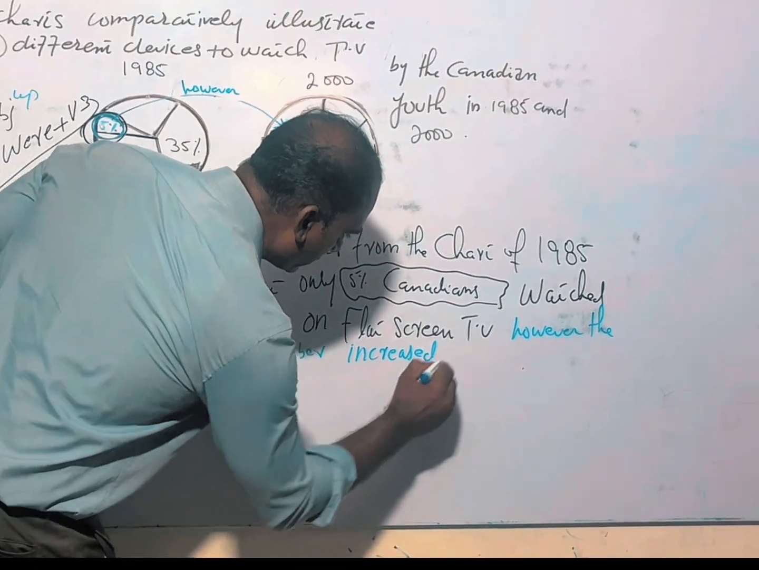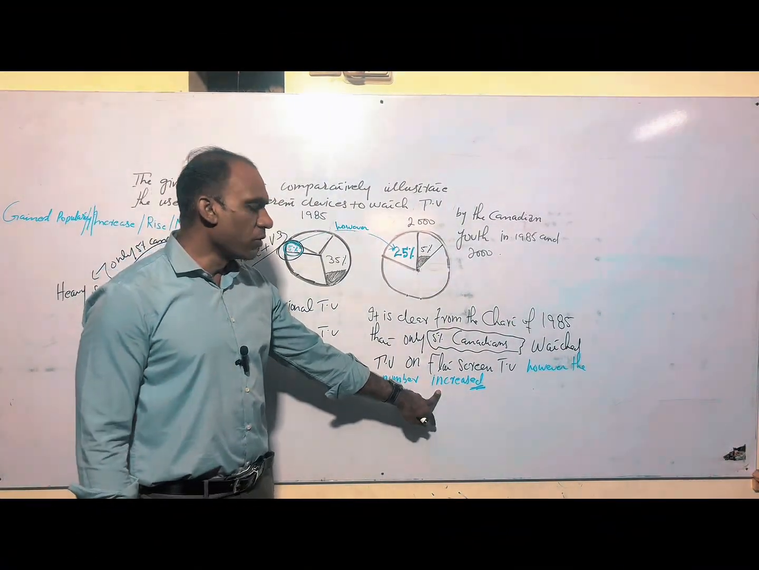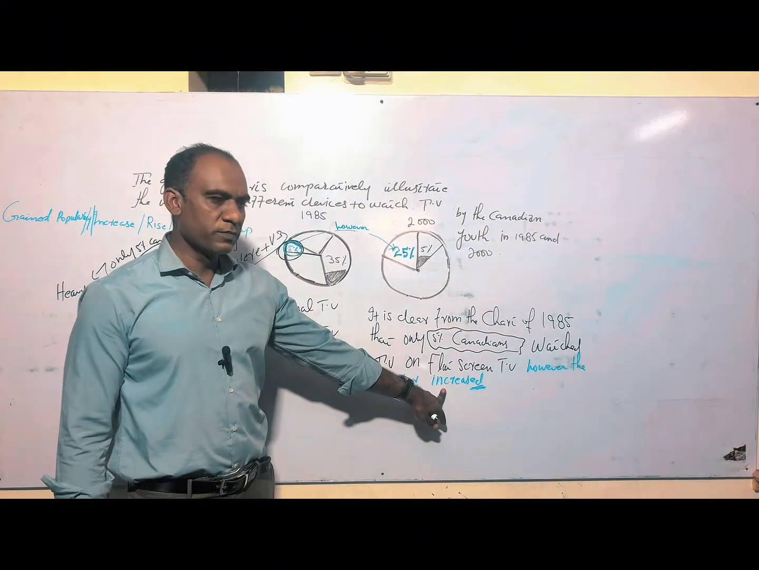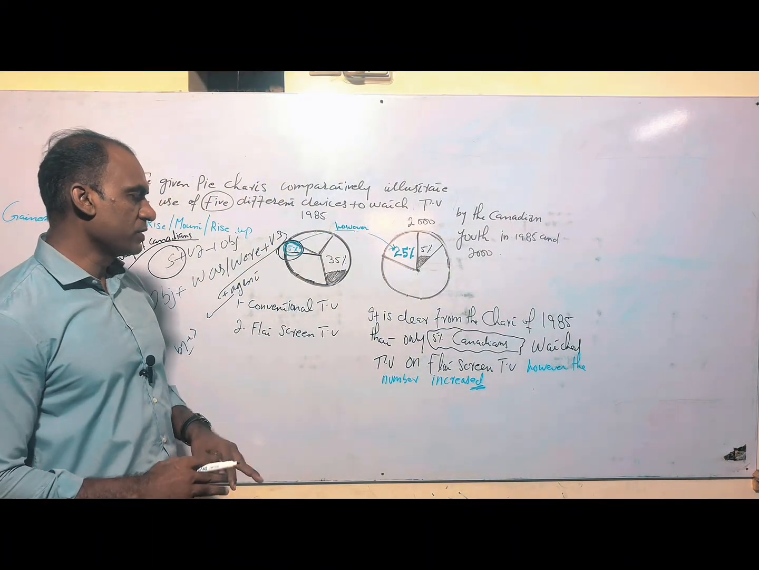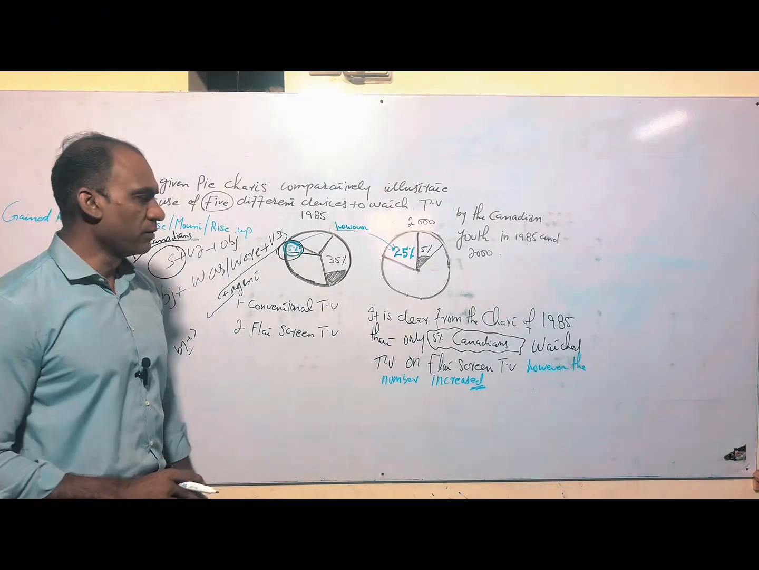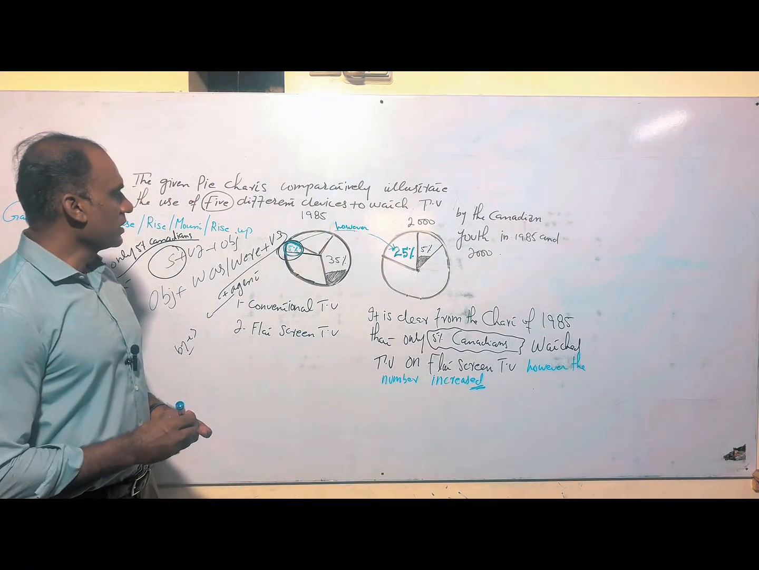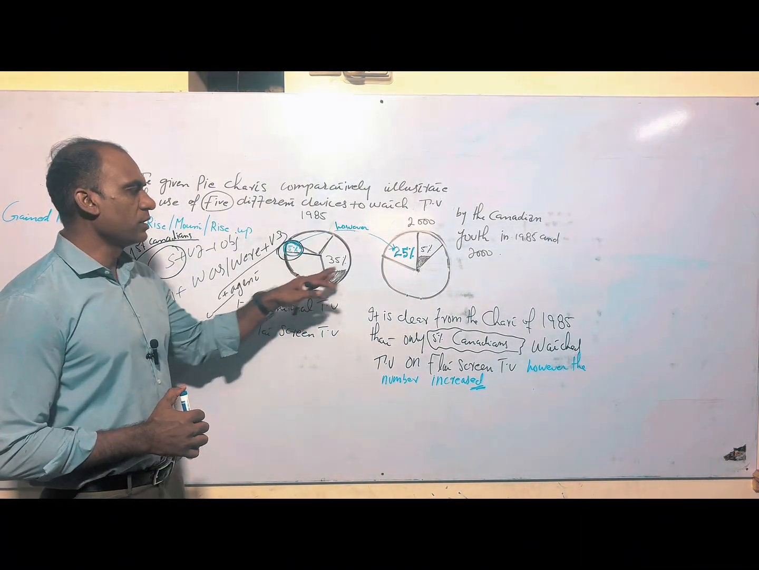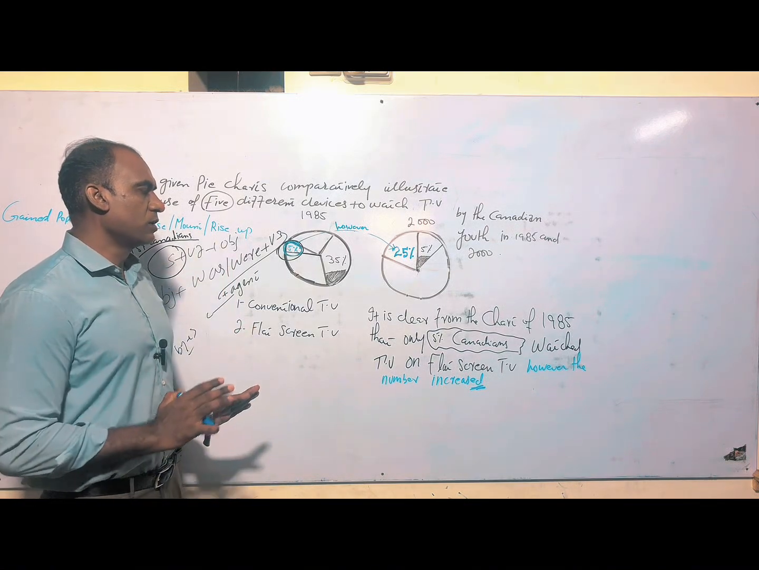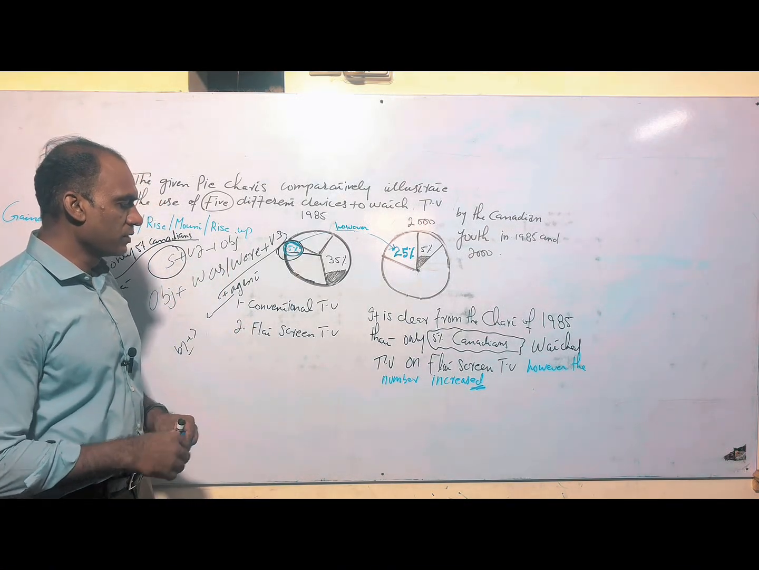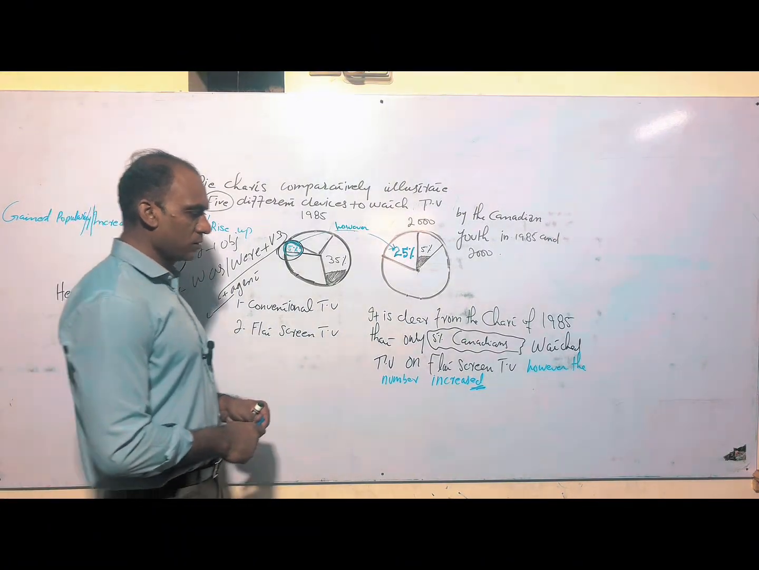This is important. You shouldn't be writing "increase" because it increased. Mounted, rose up, went up, or any word you use should be in the past, because the charts you are talking about are related to the past. Increased. Now you can see that it was only 5% here and it reached 25% there. So there is a considerable increase. So you should be using the words "the number increased considerably" or "dramatically."